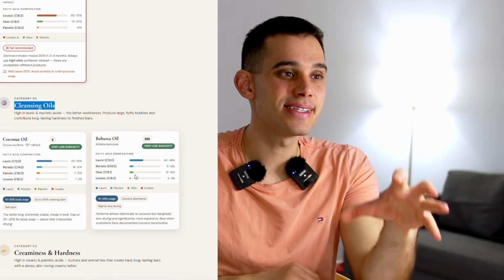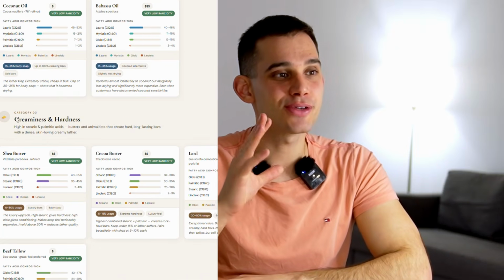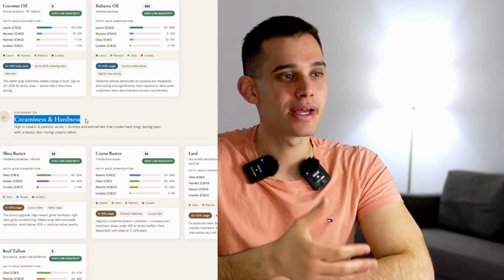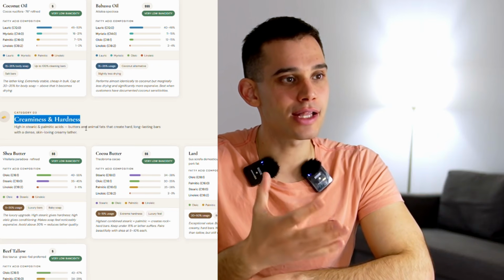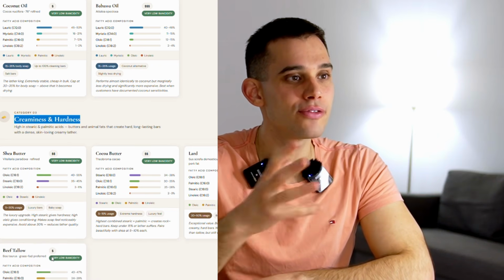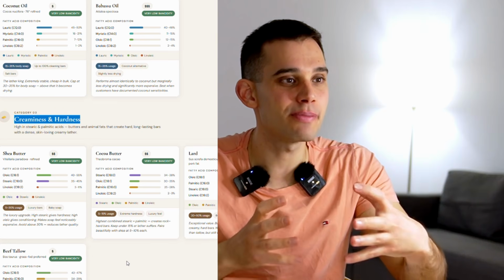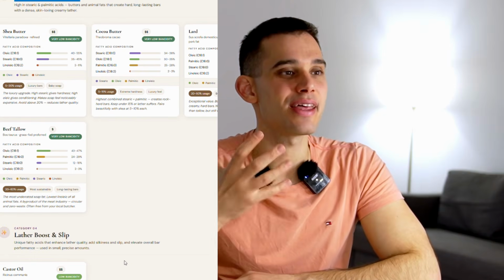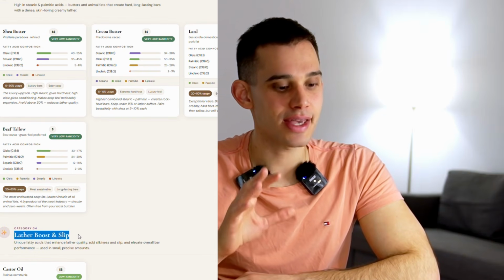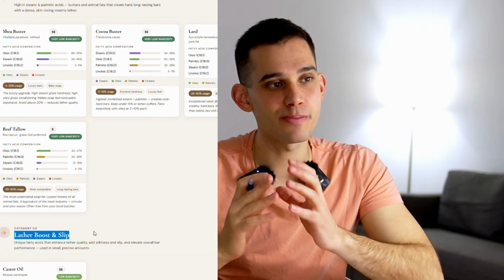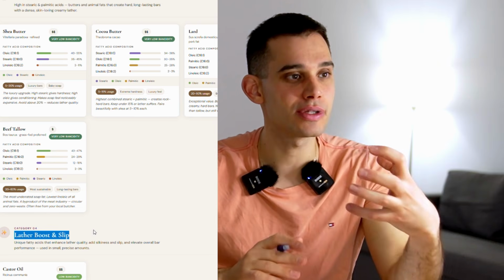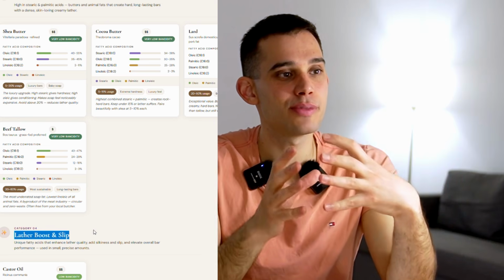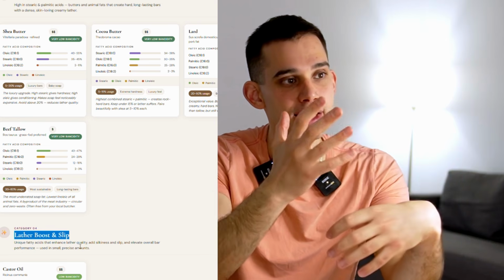The third category is that you need something that gives creaminess. Creaminess can be shea butter, can be lard, can be beef tallow, can be cocoa butter. All of these butters give a lot of creaminess to your lather. And the fourth category is thickness. And this is standalone. It's basically something like castor oil that has a high concentration of ricinoleic acid, and it's able to provide a very rich and thick lather to your soap.